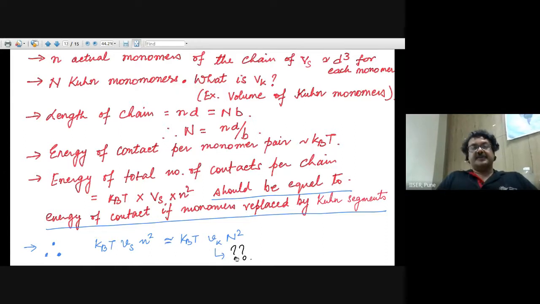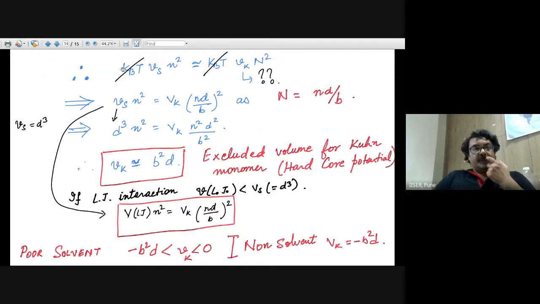We don't know what its value is, into n square, where n is the number of Kuhn monomers. And this is what we are after. We don't know what is the value of Vk. So to do that, these two values of energy have to be equal. So kBT cancels, and Vs n square equals Vk, and this is what we are after.